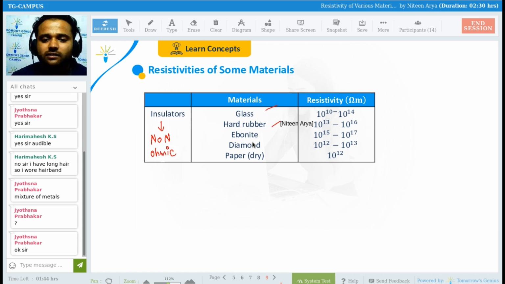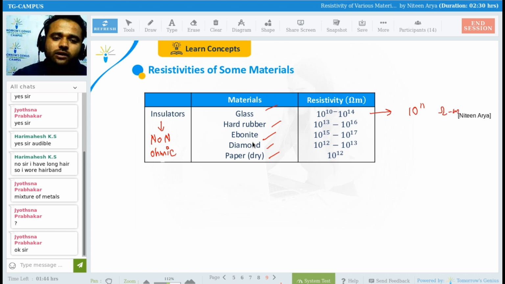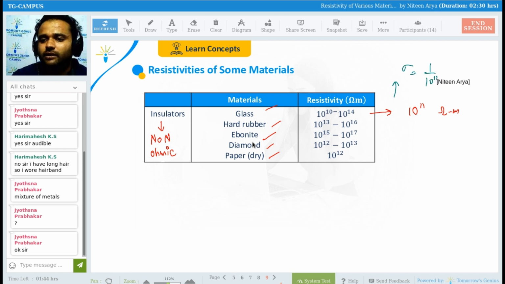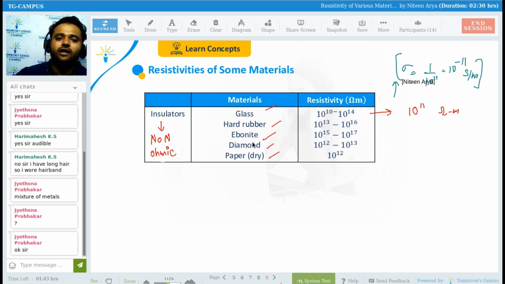Okay, so glass, hard rubber, ebonite, diamond, paper dry: 10 to the power 10 to 10 to the power 12. So if you just take 10 to the power 10 even, or you can say 11, resistivity it is ohm meter, right? So then you can just do the conductivity, which is 1 by 10 to the power 11, which is 10 to the power minus 11 Siemens per meter. That is why they lie under the category of insulator. Second thing, that is why they do not conduct electricity. Clear? Because the conductivity is very less.